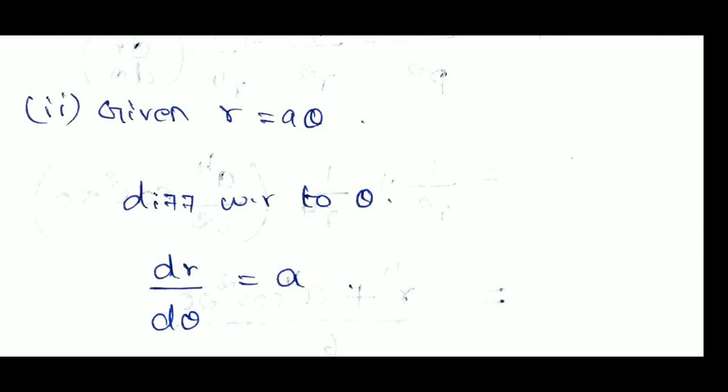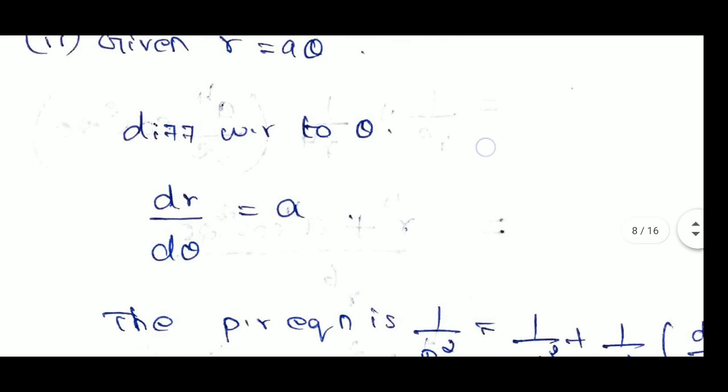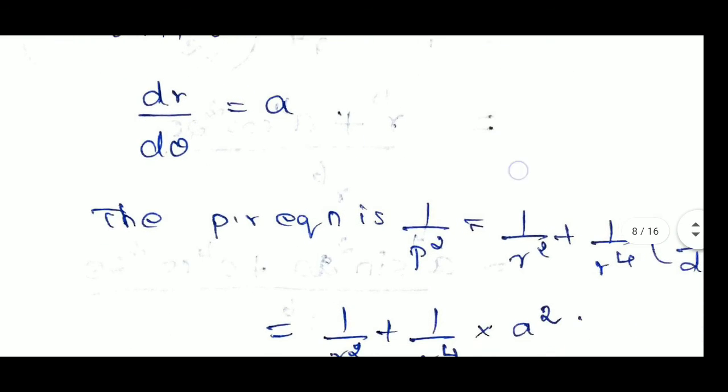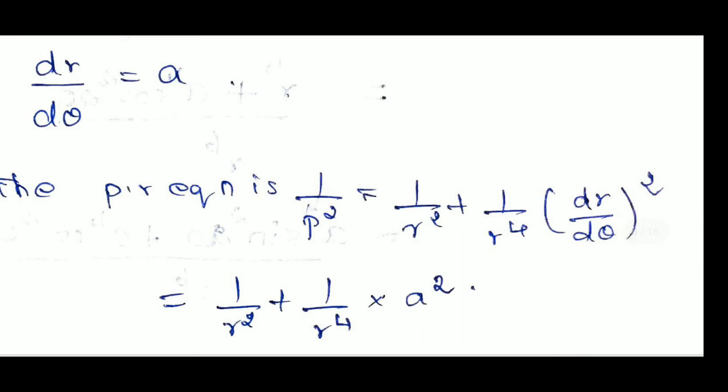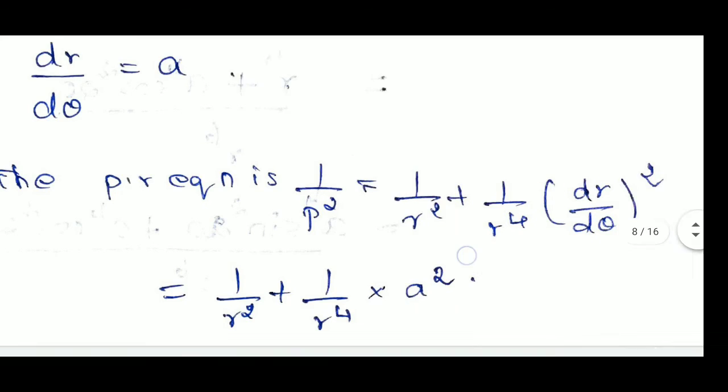Given r equal to a theta, differentiate with respect to theta: dr by d theta equal to a, since the differentiation of theta with respect to theta is 1. The pedal equation formula is 1 by p square equal to 1 by r square plus 1 by r power 4 into (dr by d theta) the whole square. Instead of dr by d theta, we can substitute a. So we get 1 by r square plus 1 by r power 4 into a square.